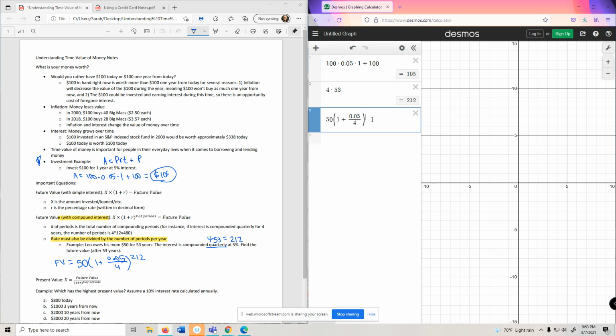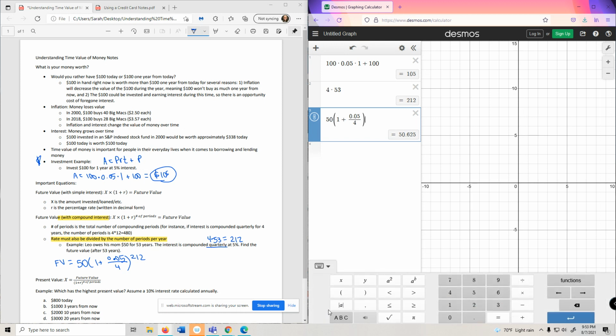And then outside of the exponent, I'm going to show you here real quick. To get that exponent in Desmos, it's been a while since we've done exponents. To get any exponent other than squared, we hit this A to the B button, and notice it pops your cursor up here into the exponent space. So our exponent is 212.